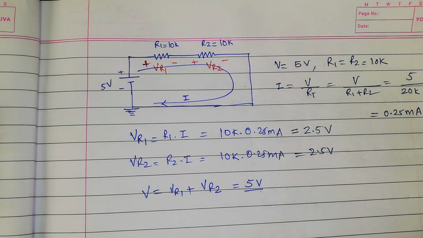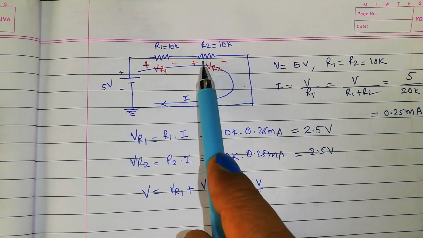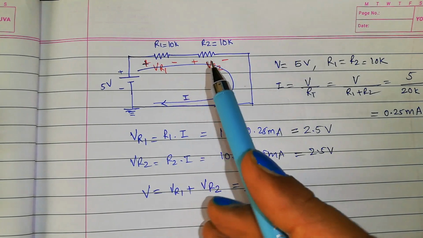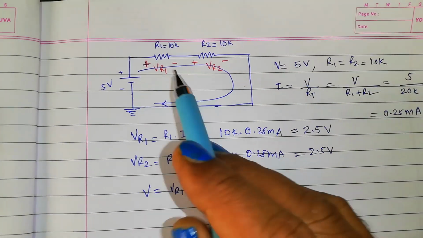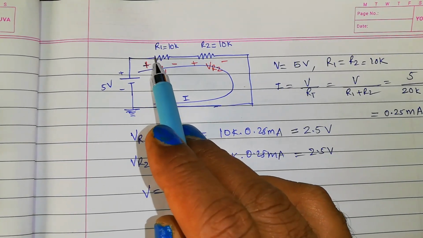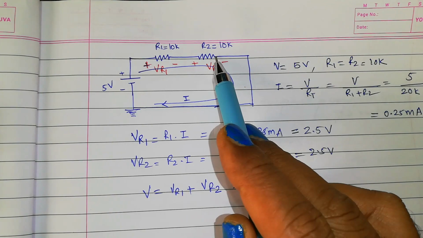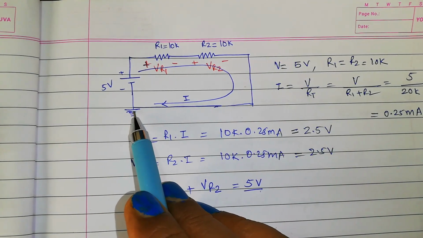So what you see on your screen is a simple voltage divider circuit, or a resistance divider circuit. Here I have a 5 volt DC voltage source and two resistors connected in series. One end of resistor R1 is connected to the power supply and one end of R2 is connected to the ground.